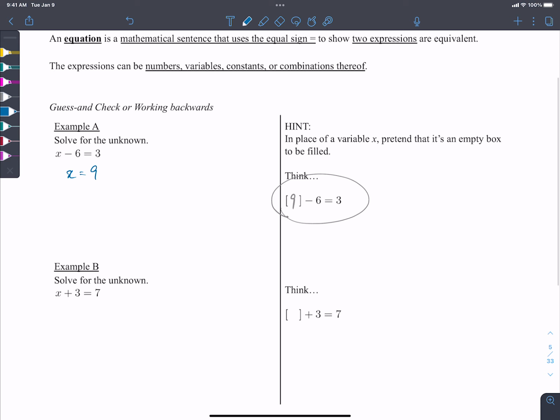Now, when you do example B, same thing, guys. When you see x, you're literally thinking a box to be filled plus 3 is 7. So what's the box? The box is the x, and that is 4. Like this. So you're just thinking this right here, guys.